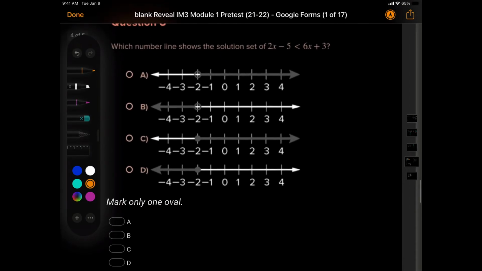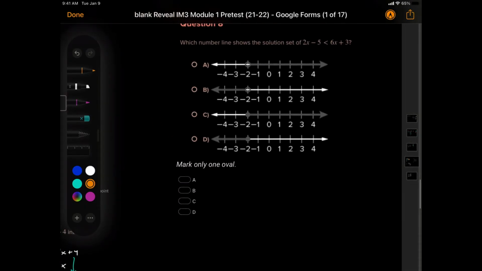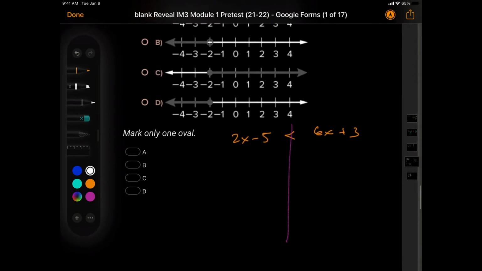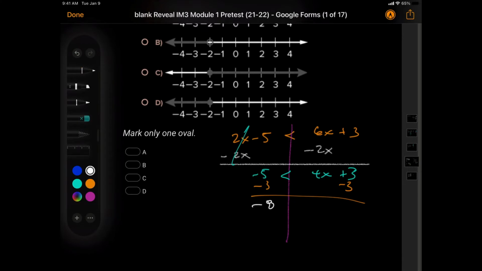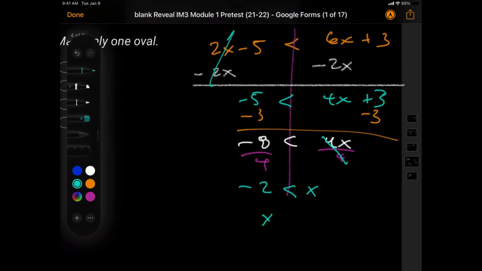All right, question number 8. Which number line shows a solution set? So let's just go ahead and solve that. I like to move the smaller variable, so you have -5 less than 4x plus 3. Subtract 3. -8 less than 4x. You only flip the inequality sign if you divide by or multiply by a negative. This will give you x. -2 is less than x, or you can rewrite it.